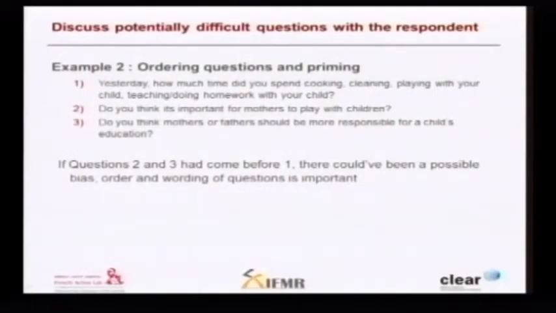The other thing is the notion of ordering and priming, right? So look at these 3 questions. The first question says, yesterday, how much time did you spend cooking, cleaning, playing with your child, teaching, or doing homework with your child? The second says, do you think it's important for mothers to play with children? The third says, do you think mothers or fathers should be more responsible for a child's education? So what do you think would have happened if we had flipped these questions around?